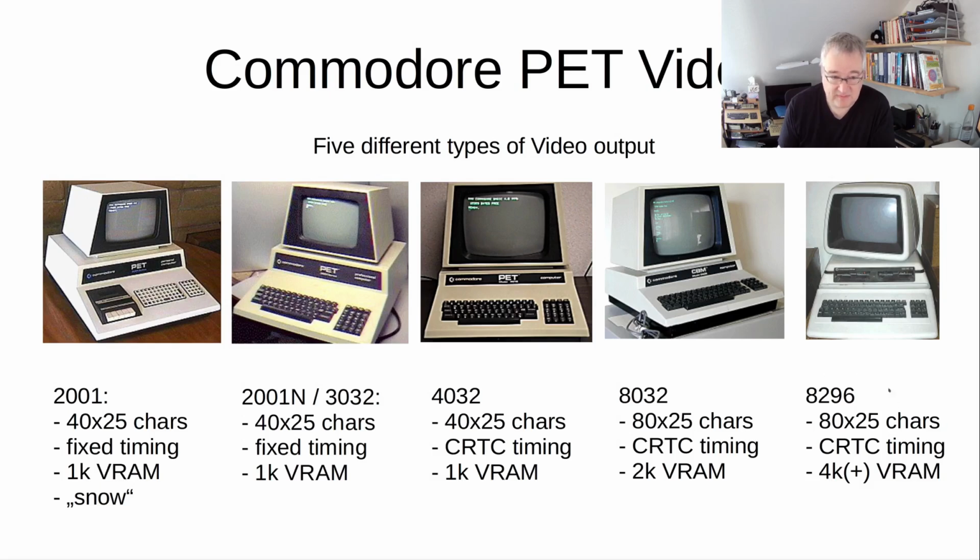And then this is the 8296. It's in a way an 8032 with a 64K expansion, but they completely remodeled the board. So it's actually got 128K of RAM. You can use 4K of that. It's still got a CRTC timing. It's a very nice machine. I really like it. It's one of my favorites. But it has to wait for the next episode.